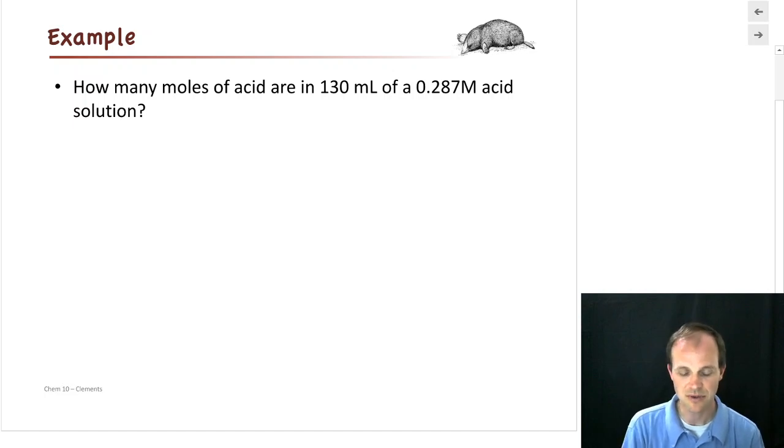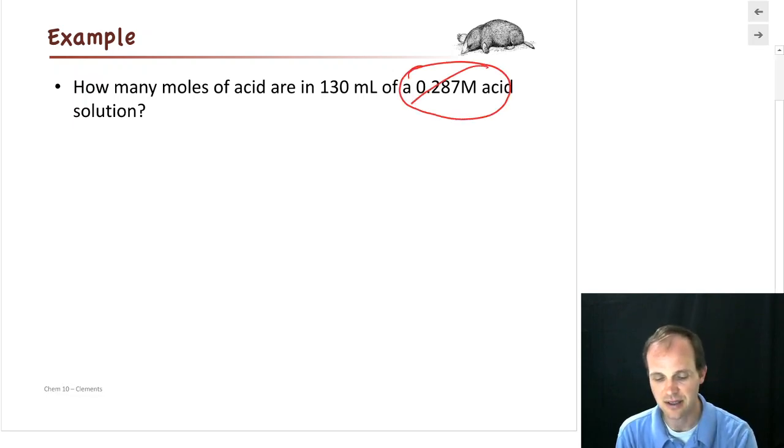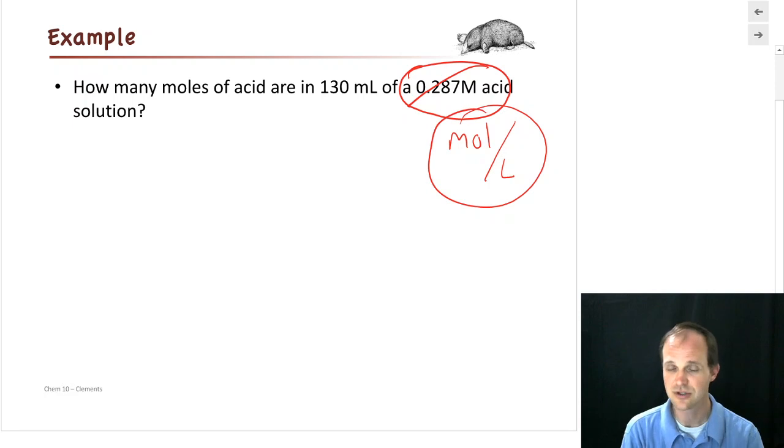So here it's how many moles of acid are in 130 milliliters of a 0.287 molar acid solution. Very rarely are our concentrations going to be our starting number. So generally, if you've got a concentration in there, a solubility, that's not going to be your starting information. Because remember, molarity is actually moles per liter, and we don't usually, not always, but don't usually have a fractional unit as our starting number. We usually have a single unit as our starting number.